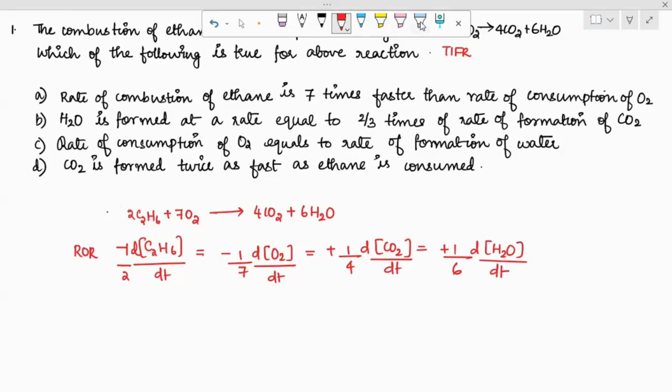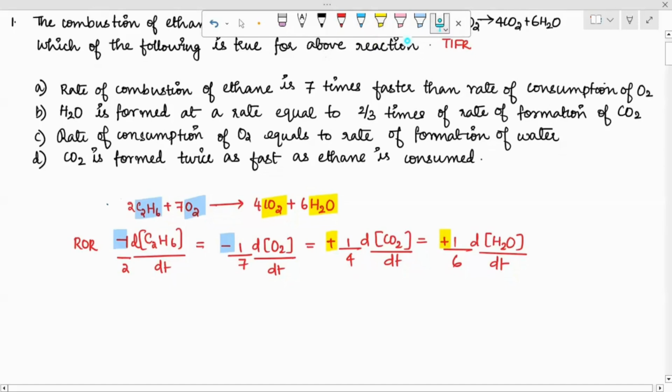Again, remember, you always put a negative sign in front of the species which are being consumed. So here C2H6 and O2 are being consumed. Hence, there will be a negative sign in front of those species, while carbon dioxide and water being formed will be put plus signs as they are being formed. All right, now let's see what the options are.